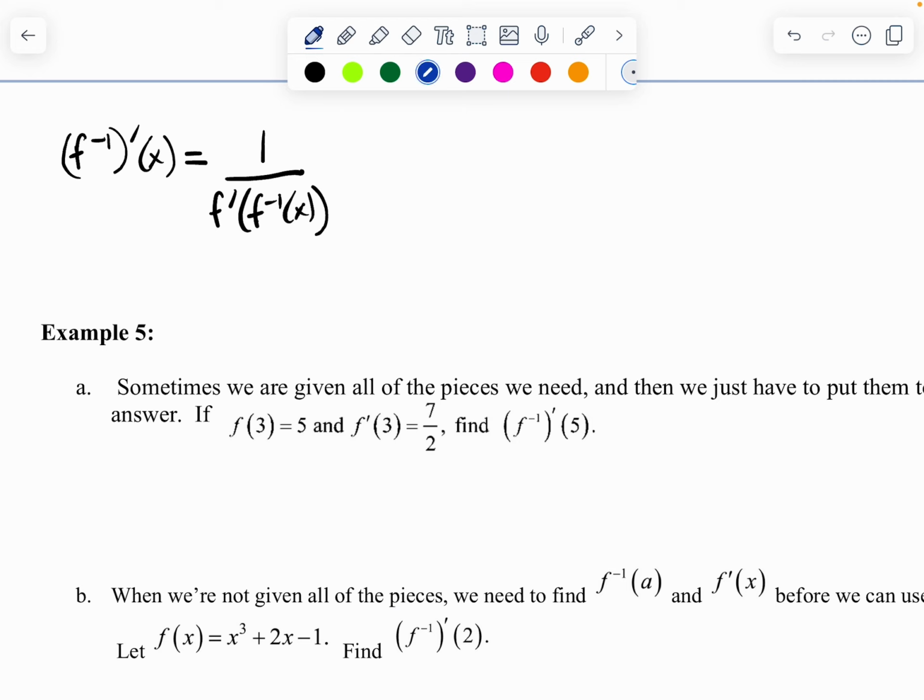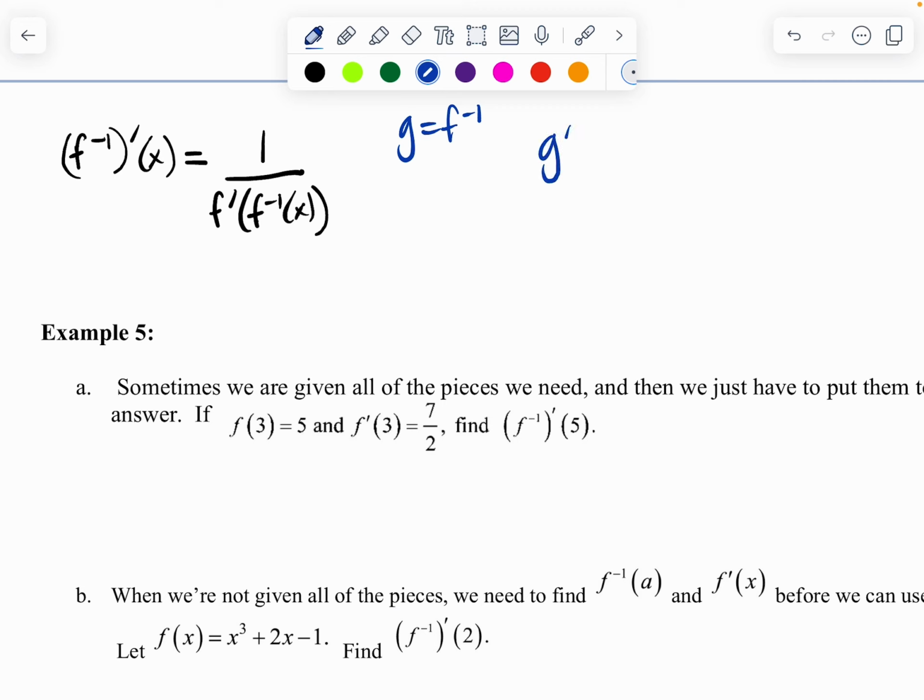If for some reason f inverse is called g, which I actually like better because I don't like the little -1, I think it gets very confusing sometimes. But let's say that g is the inverse of f. I might write that another way. I might say that we're going to call g the inverse of f.